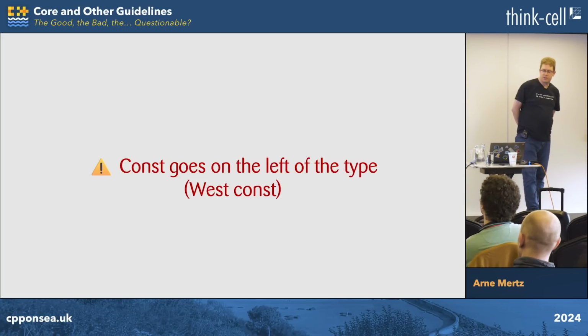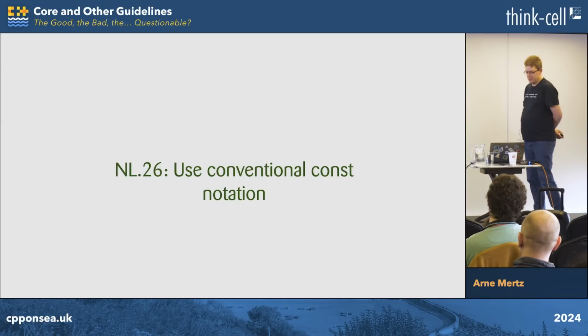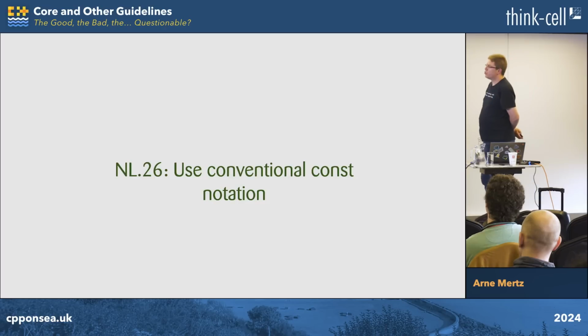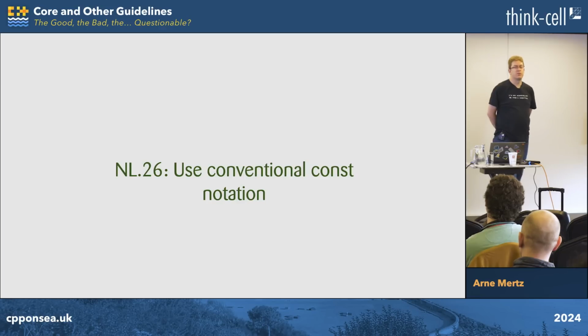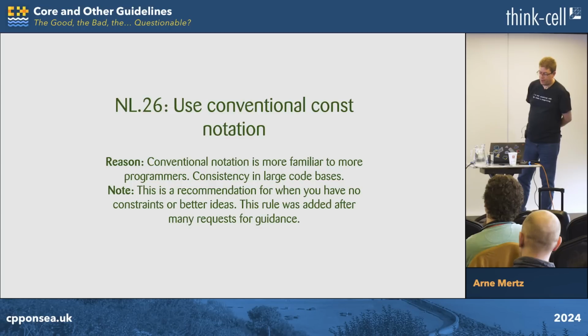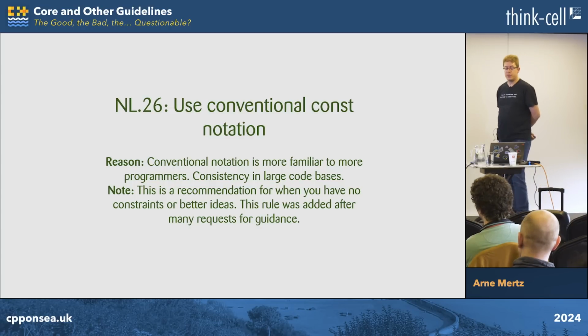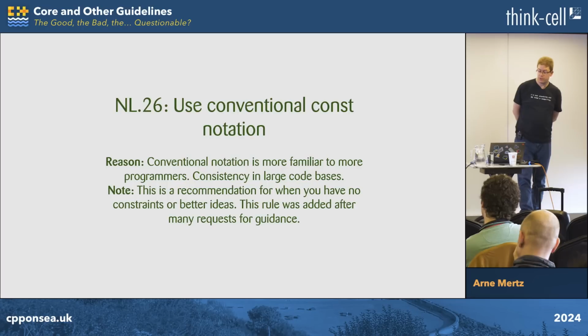Now we get to the spicy stuff. Const goes on the left of the type, west const. The actual rule, at least the header, doesn't say that. It says use conventional const notation. Reason: conventional notation is more familiar to more programmers, consistency for large code bases. This is a recommendation for when you have no constraints or better ideas. This rule was added after many requests for guidance.